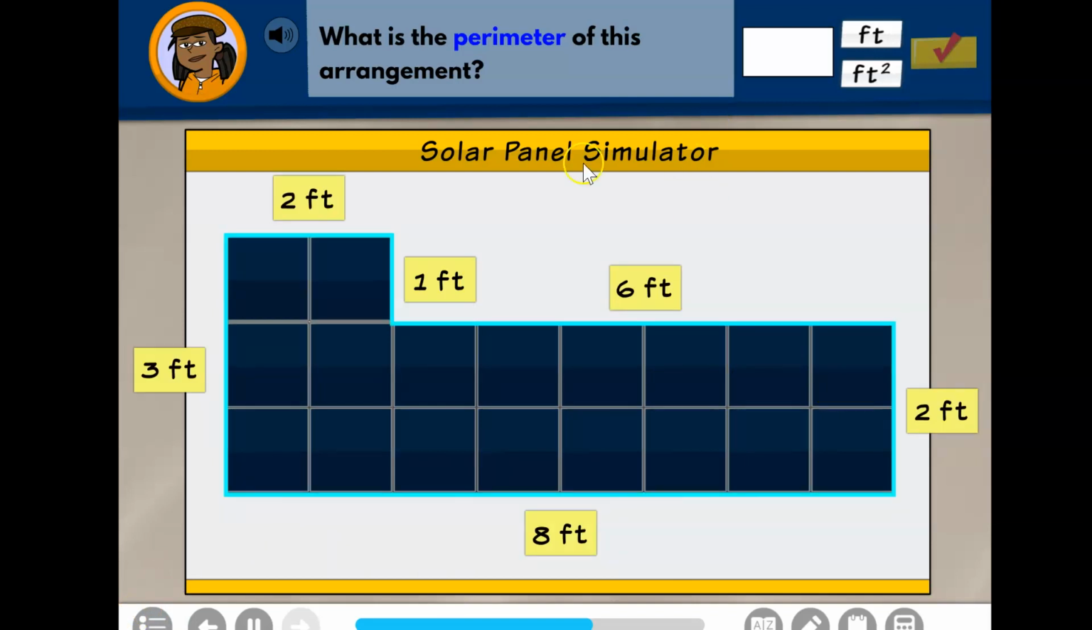So I enter in a wrong answer, and then they give me a little hint on solving the rest of this. So again, probably good to have your calculator, probably good to have paper and pencil next to you to add this all up. And remember, when you add this all up, you're going to be putting in regular units, right? So when I add this all up, it's 22, but it's feet, not feet squared, because it's perimeter, not area.